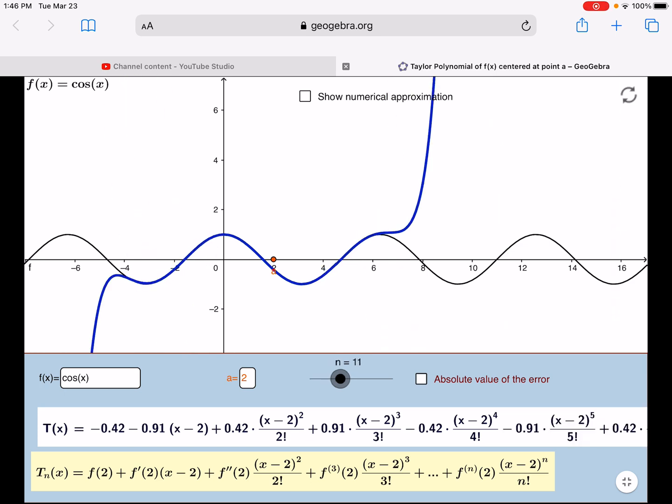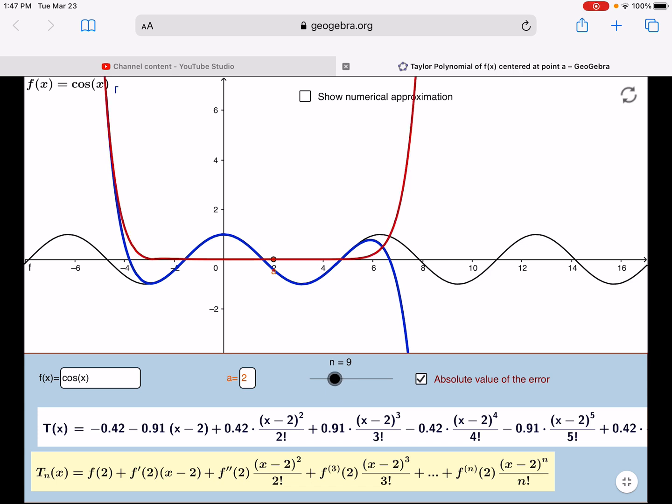See again how increasing n, you get better and better approximation. And of course, close to this number 2, you have good approximation when x is close to a, 2 in this case. So you can use this applet to work with Taylor polynomials. And you can also show the absolute value of the error. This red line shows you the error. So the error is very small close to the point 2, and far away the error becomes very big.